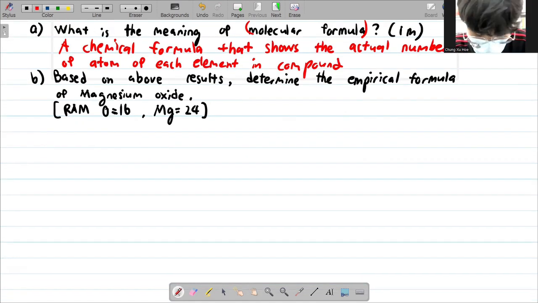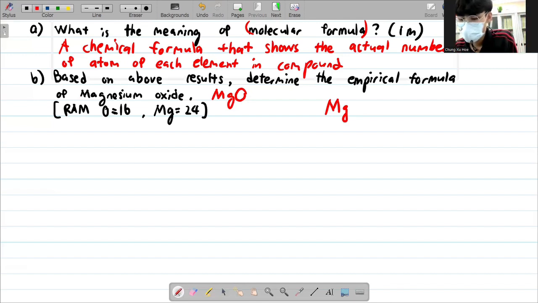Okay, based on the above results, determine the empirical formula. Listen up. Empirical formula, finally. Empirical formula of magnesium oxide. Okay, write it down. Magnesium oxide, our formula is MgO. For information, why is it MgO? Because Mg is your cation. Magnesium is your cation where you have 2+ up there, while oxygen is your anion, you have 2- up there.